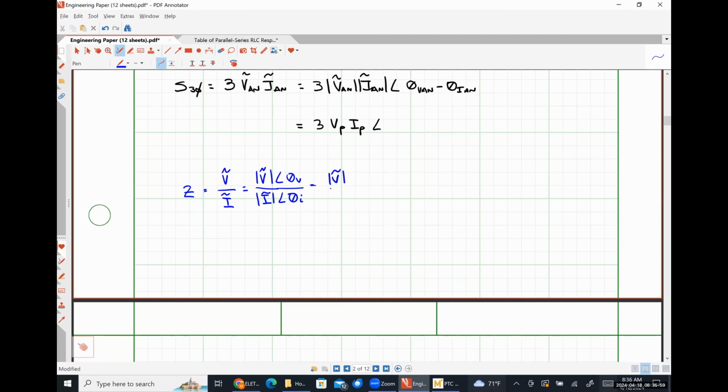And putting things together, we would have the magnitude of the voltage divided by the magnitude of the current with an angle of theta V minus theta I, where this is simply the magnitude of the impedance and the angle of the impedance. So theta VAN minus theta IAN is literally nothing more than the angle of the impedance ZY. So I'm just going to put theta ZY here.